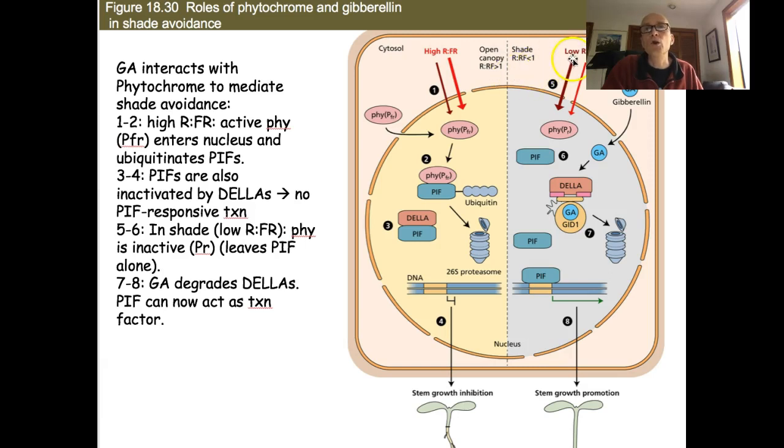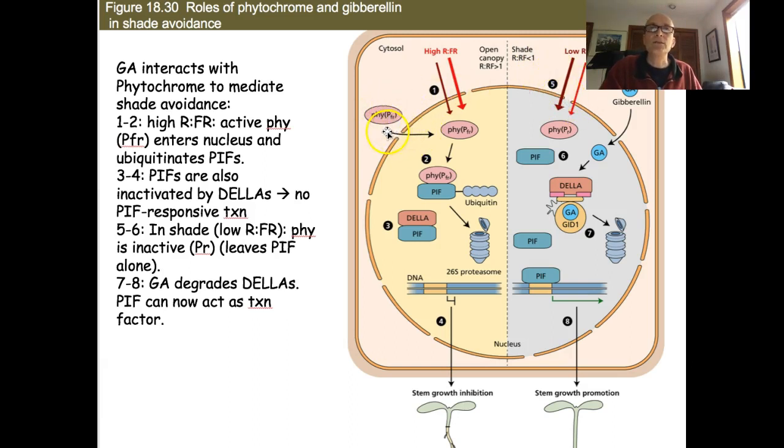Right? And the low red to far red ratio, that is where you have more far red. That's where the light comes filtered through the leaves. The green chlorophyll absorbs most of the red light, leaves the far red alone. So therefore now the ratio of the red to far red becomes less than 1, which is characteristic of shade. So that's what you see over on this side.